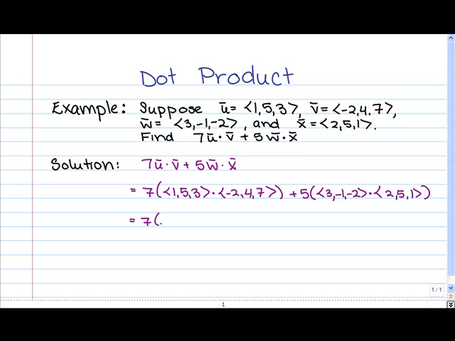First of all, when we're working with the dot product of u and v, again, we're going to take the first components of the two vectors, so 1 and -2, multiply those together, add to that what we get when we multiply the second components together, so 5 and 4, and add to that what we get when we multiply the third components together, so 3 and 7.